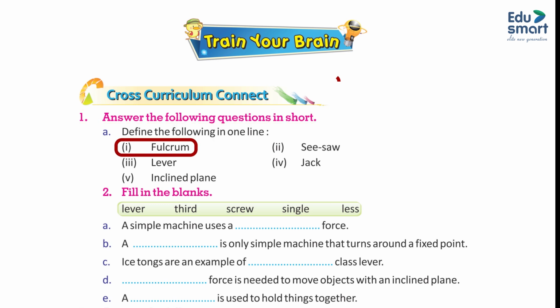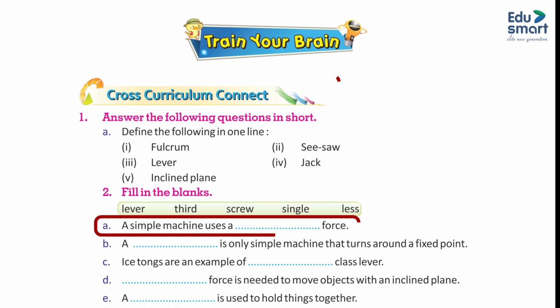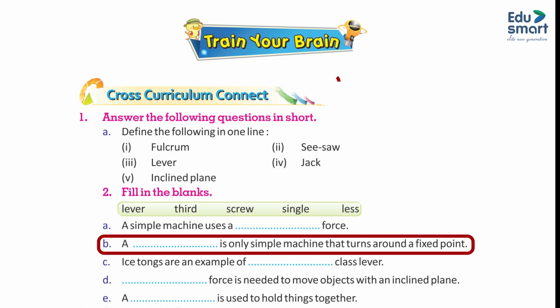1. Fulcrum. 2. Seesaw. 3. Lever. 4. Jack. 5. Inclined plane. 2. Fill in the blanks. A. A simple machine uses a dash force. B. A dash is the only simple machine that turns around a fixed point.